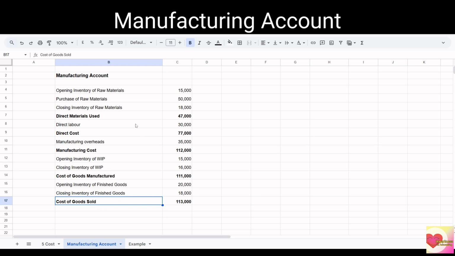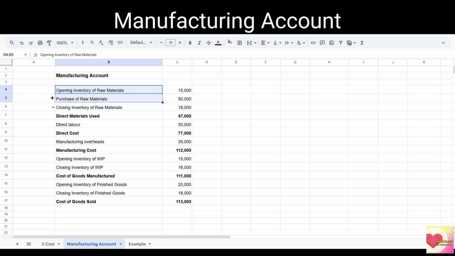The first stage is the direct materials used. The direct materials used is the opening inventory plus the purchase of raw materials minus the closing inventory. The opening inventory of raw materials are the raw materials already in stock at the beginning of the period. We then add the purchases of raw materials that were made during the period. These combined raw materials represent the total raw materials available for use in the production.